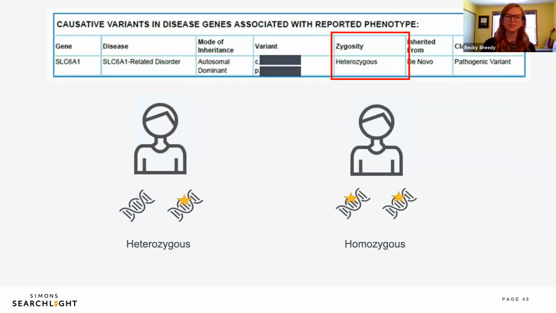So again, if somebody is heterozygous, that means that there's a change on one of their chromosomes. Most often, this relates to autosomal dominant conditions. If somebody is called homozygous, that means they have those 2 gene changes, and that most often corresponds to autosomal recessive conditions.